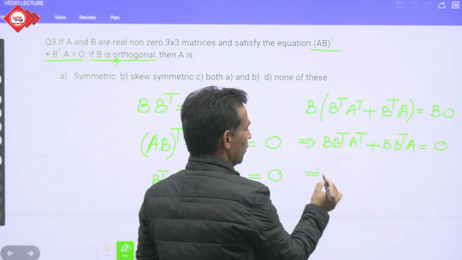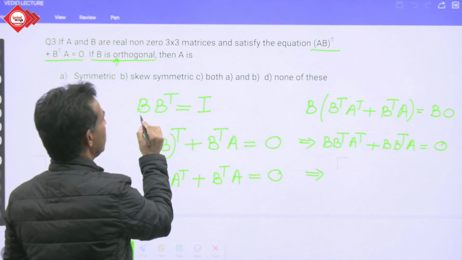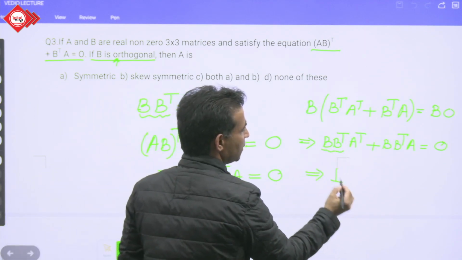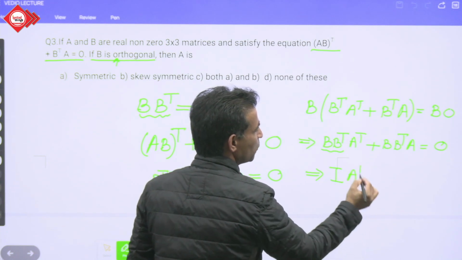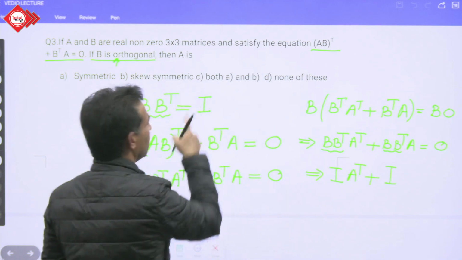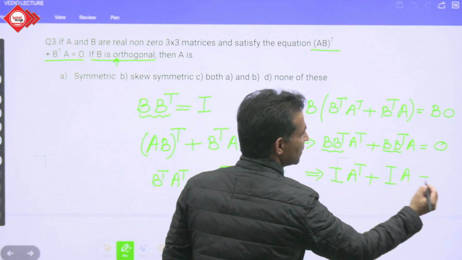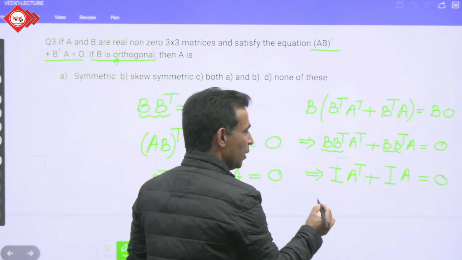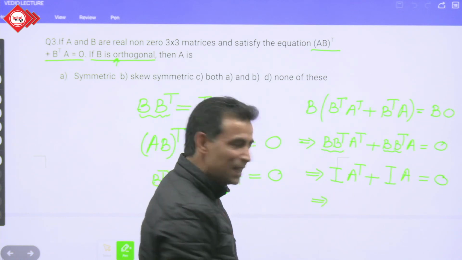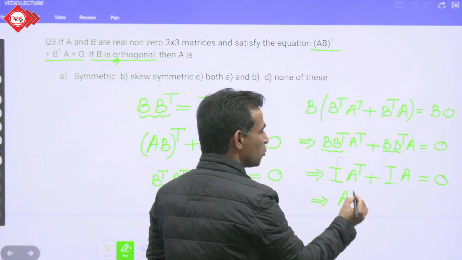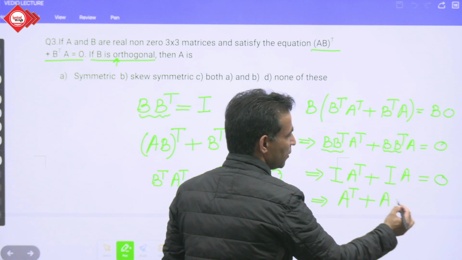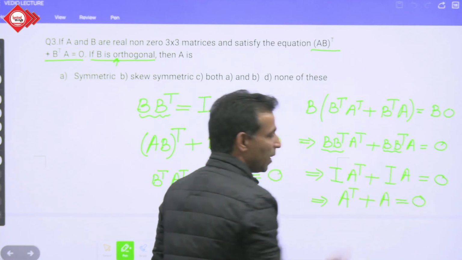So make use of this here. BB transpose is equal to I. Let us use I instead of this here. It is A transpose plus BB transpose, again it is I, right? And then it is A is equal to null matrix. We know that if any matrix is multiplied by identity matrix, we get the matrix back. So you get here A transpose plus you will get here A, which is equal to what? It is equal to null matrix.